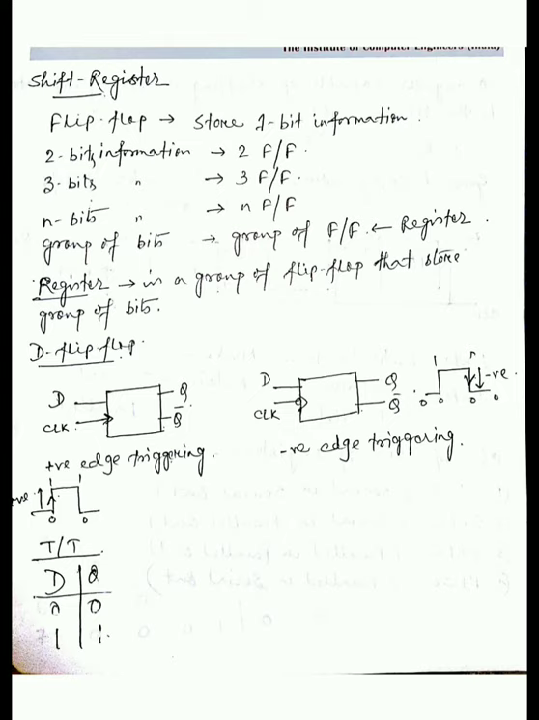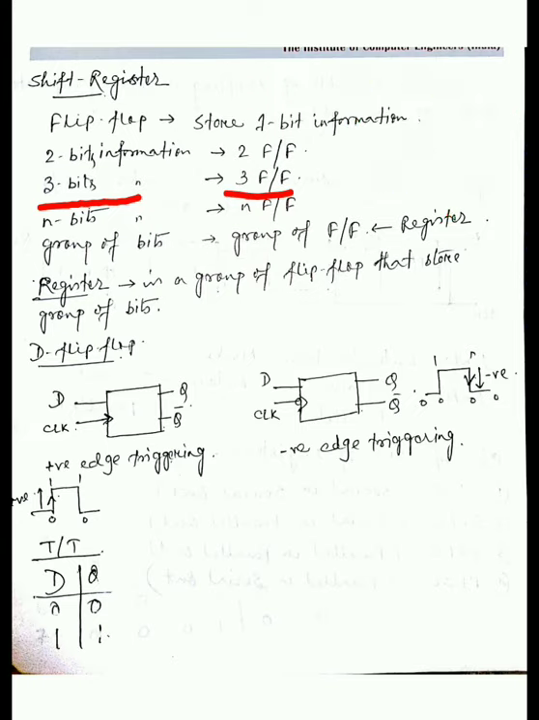So if we store one bit of information, one flip-flop is required. If we want two bits of information, suppose we store 1 0, then in order to store 0 we need one flip-flop, and in order to store 1 we need another flip-flop. So for 2-bit information, we need two flip-flops. For 3-bit information, we need 3 flip-flops. Suppose we want to store 101: to store 1 we need one flip-flop, to store 0 another flip-flop, and to store 1 another flip-flop. So we need 3 flip-flops.